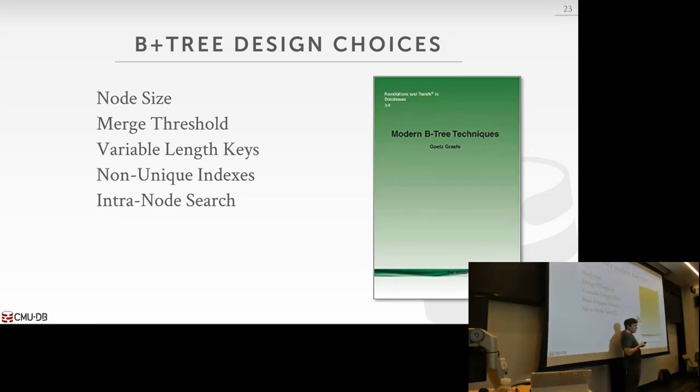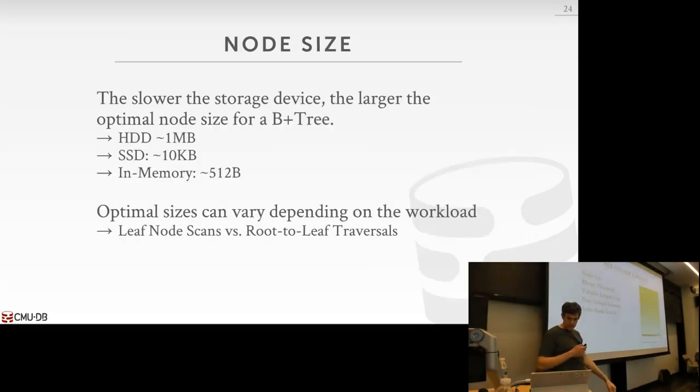It's a great book written a few years ago by Goetz Graefe, who's a famous database researcher. We'll talk about a lot of the stuff he's done for query optimization later on. He wrote this book as all the modern techniques, tweaks, and optimizations you can do in a B plus tree in a real system. We're going to cover some of these things. It's a really light read, and it covers all the important topics in a way that's easy to read. We'll talk about how to handle different node sizes, how to do merging, how to handle variable length keys, non-unique keys, what they asked about, and then intra-node search, how to do better searches inside the node.